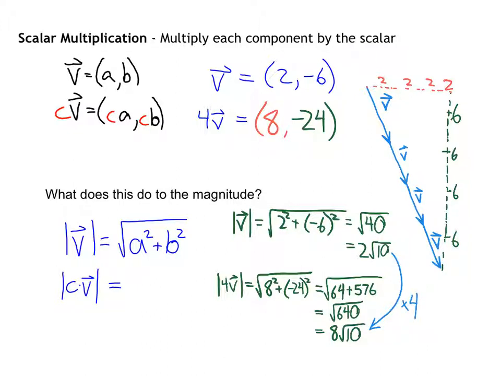When we multiply the vector by 4, we multiply the magnitude by 4. So what we could say then, to just put this together, the magnitude of c times vector v is just c times the magnitude of vector v.